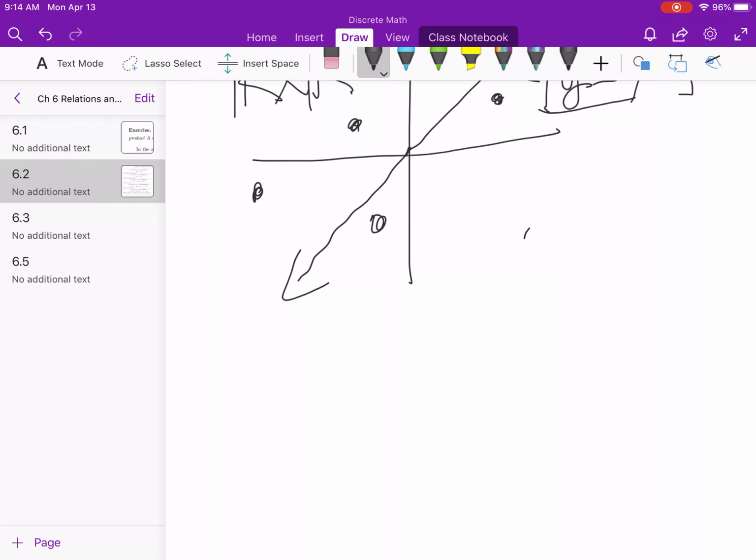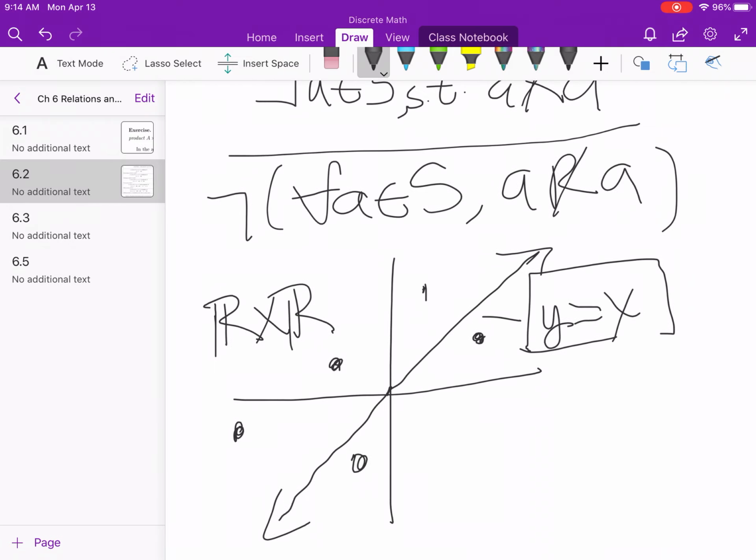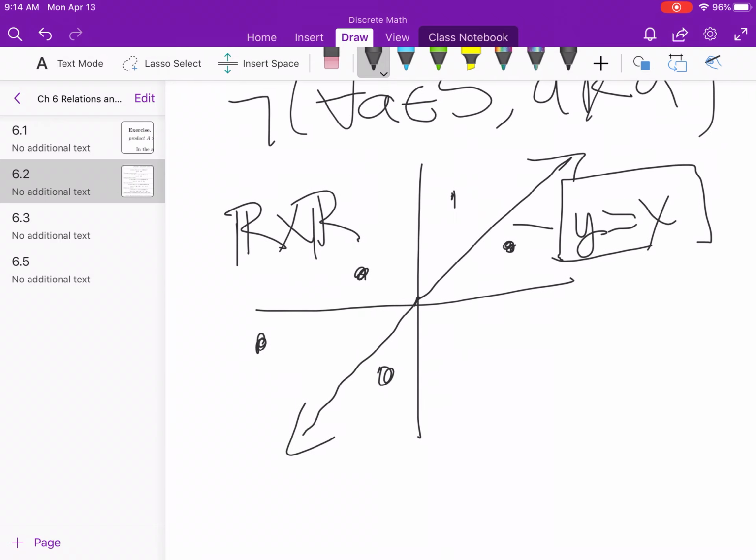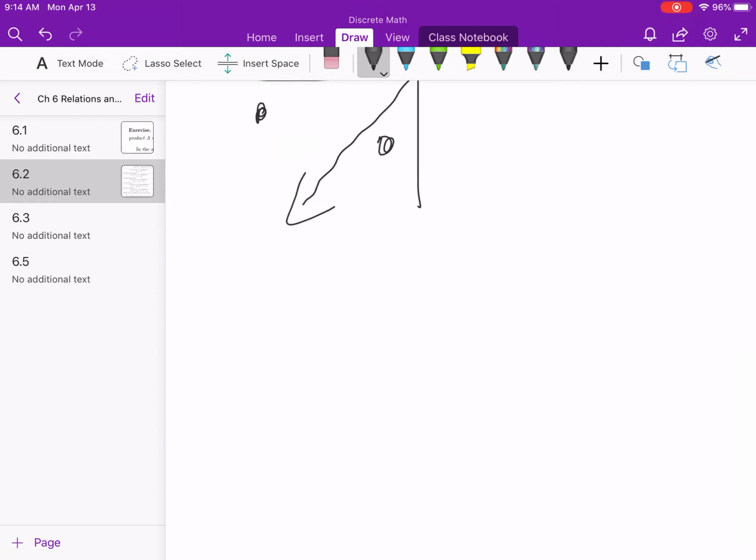So let's actually do the negation of irreflexive. Notice if I had all of these dots and then I put one dot on the line here, now it's not irreflexive. It's not reflexive either. So in this case, since this is a universal statement, I'll have an existential statement after the negation. There exists some A in S such that A R A.